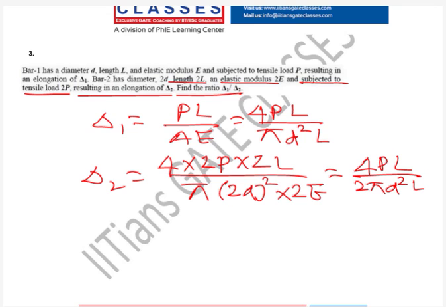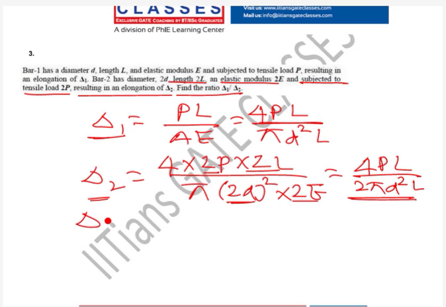So we can see delta 1 here, it is PL upon AE, area is pi by 4 d square, so it is 4 PL upon pi d square E, and delta 2. Here 4 is there, then the load is double, length is double, diameter is double, modulus of elasticity is double. So we are getting 4 PL upon 2 pi d square E.